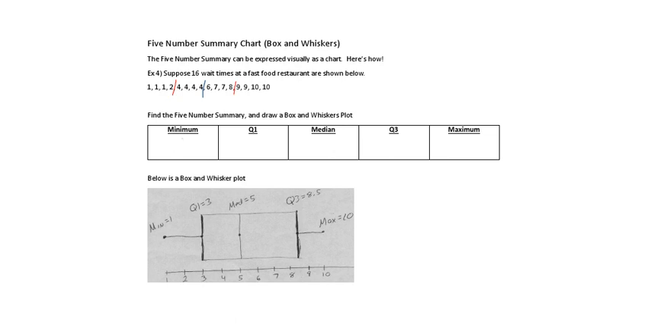So looking at that, I clearly see that the minimum is 1 and the maximum is 10. All right, for the median, what we can do is do 4 plus 6. We'll add 4 and 6 together and divide by 2. 4 plus 6 is 10. 10 divided by 2 is 5. So the median is 5.